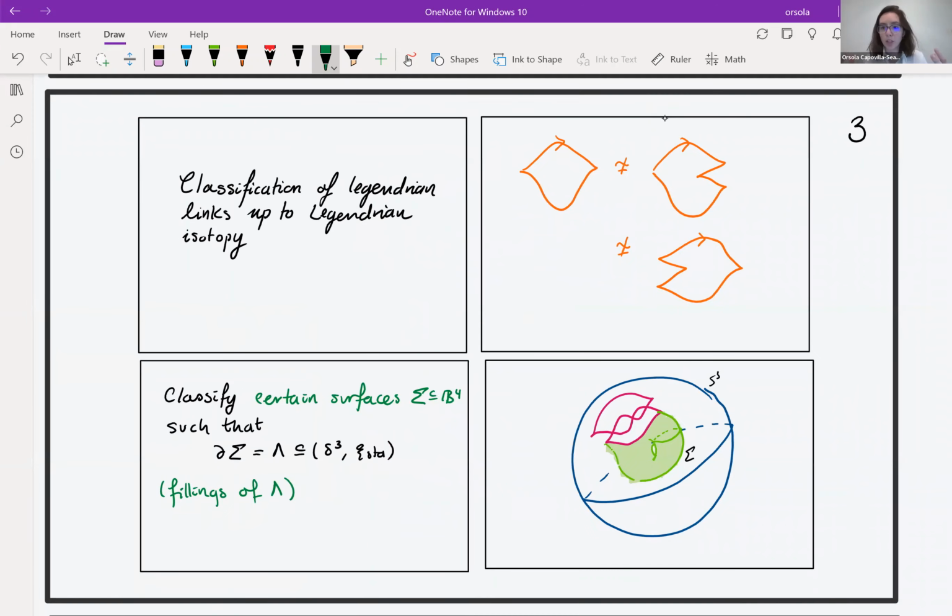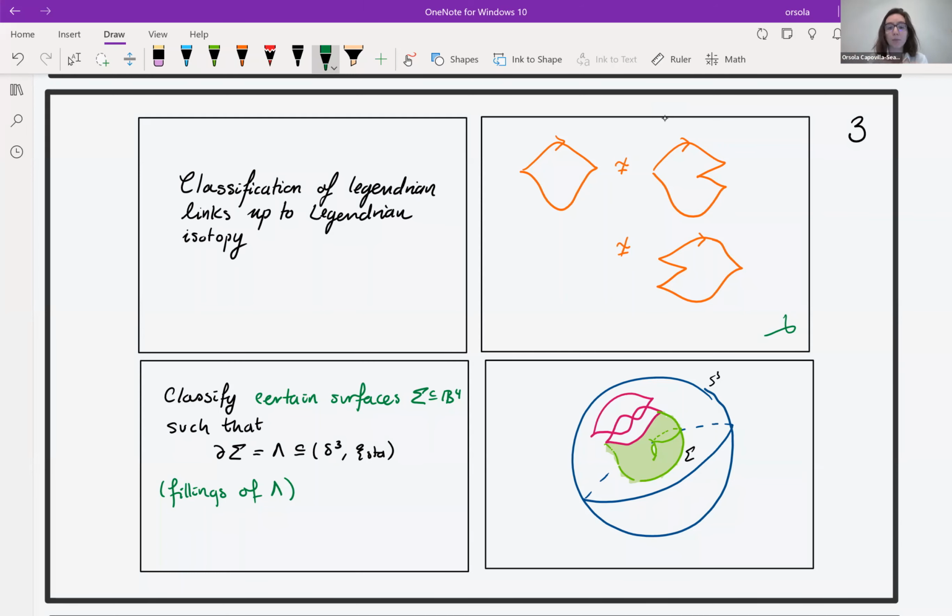Now, when you're studying Legendrians, you want to classify them up to Legendrian isotopy. So this is a smooth isotopy, so at every step you have a Legendrian. And you're going to find that for every smooth knot type or link type, there are infinitely many distinct Legendrians. Here on the right, we have 3 different Legendrian unknots, which are all smoothly isotopic, but not Legendrian isotopic.